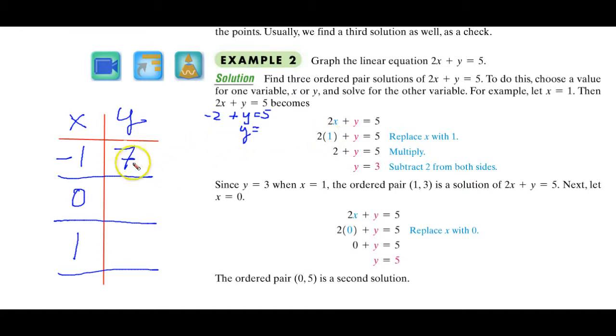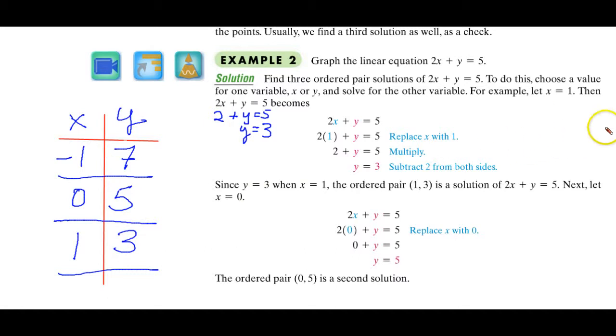That comes up later. Okay, now if x is 0, y is going to be 5. Now, if x is a positive 1, this will be a 2 here. And now if we transpose the 2 to the other side, it becomes a negative 2. And that makes that 3. Okay, there we are.